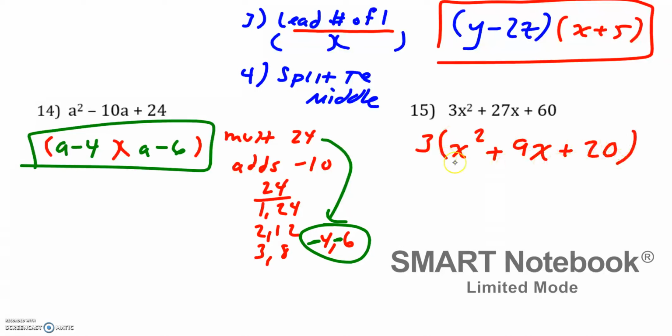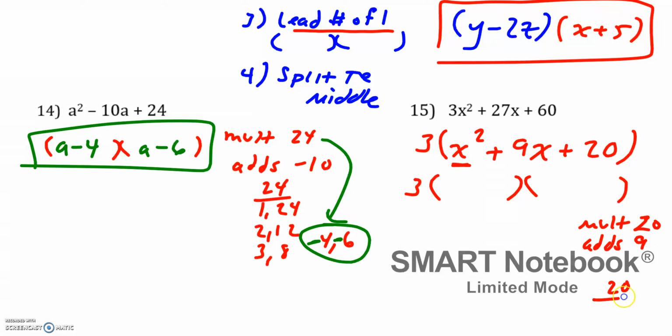When I look and see what remains in the parentheses, I notice I do have an x squared, which makes me think that I can continue to factor. And just like number 14, I have a lead number that has a 1 in front. So I again can go straight to 2 parentheses. What I think about is what multiplies to be 20 and adds to be 9.